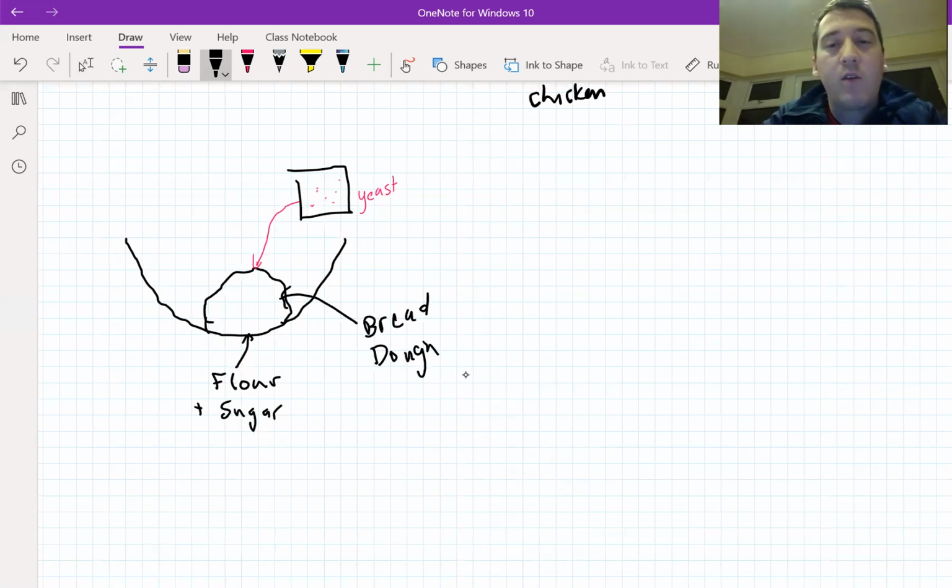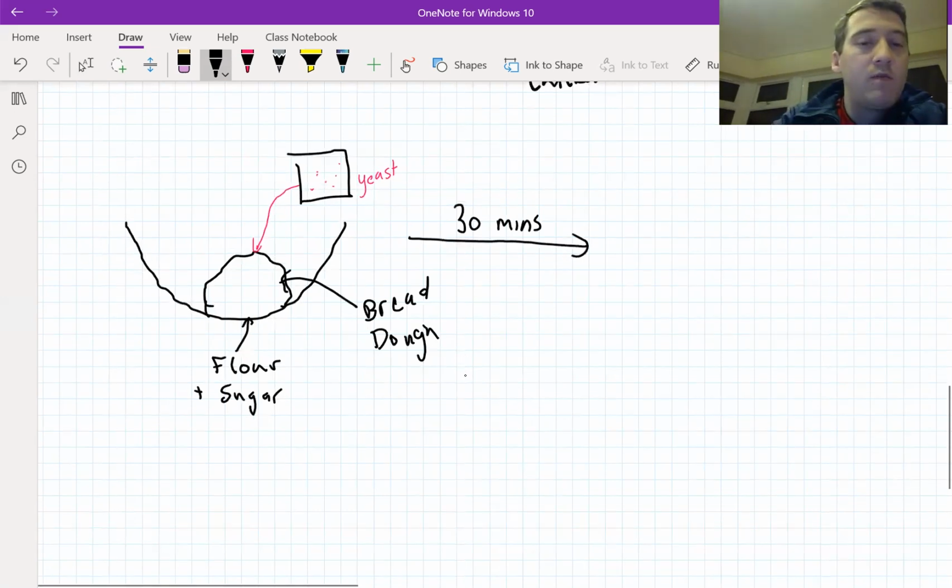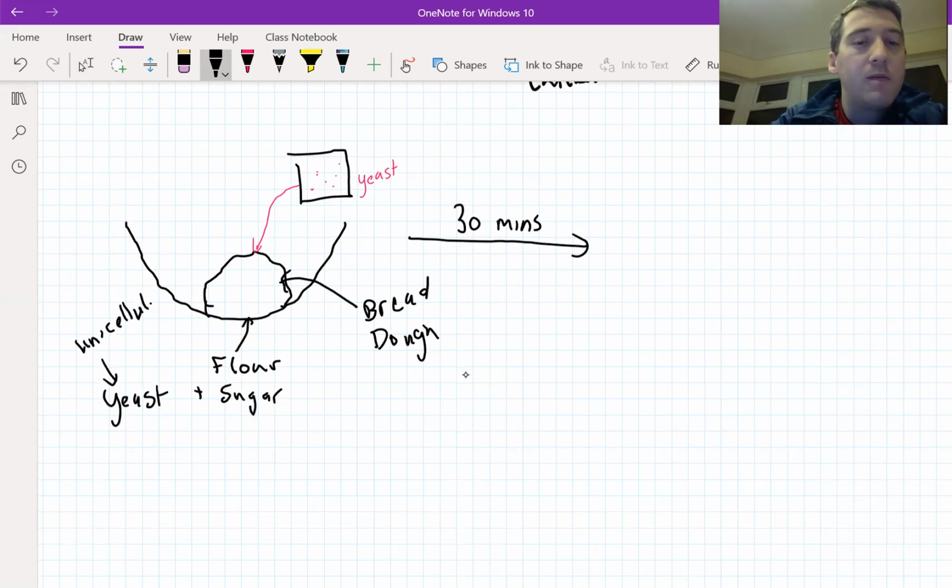What we would then do is take our bread dough and leave it for 30 minutes. Why do we leave it for 30 minutes? Well, we've added yeast, which of course we know is unicellular. And what the yeast does is it feeds on the sugars. So the yeast uses the sugar that we put in here as its food. So that's why I've said yeast plus sugar. And when it does this, one of the wastes it releases is a gas product called carbon dioxide.